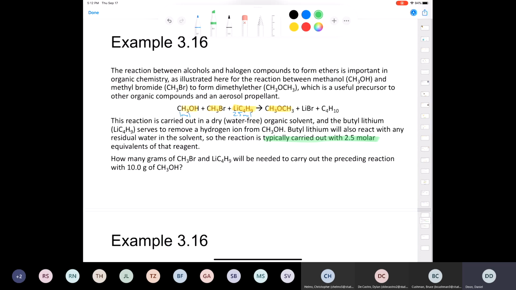All right, well, we have a balanced equation, but remember, for every 1 mole of methanol, we're going to use up 2.5 moles of butylithium. And for every 1 mole of methanol, we're going to use up 1 mole of methyl bromide. All right, so something that I haven't done already is I see that I solved this problem, but I didn't look up the molar masses.